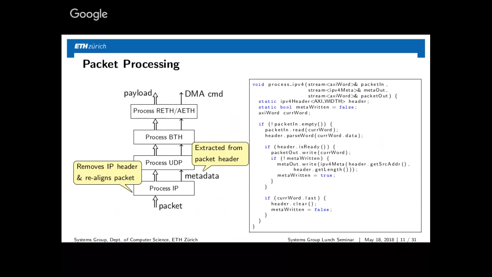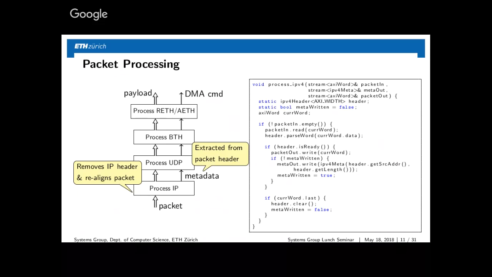Essentially, as I said, we always parse the header, extract the metadata that is actually interesting to us and required further up in the stack. Then we remove that header and we align the packet. I'll try to show you a little bit how this looks in HLS, high-level synthesis, or C++ like. Essentially, every cycle we get 8 bytes of data, so every cycle a new word of data comes in.